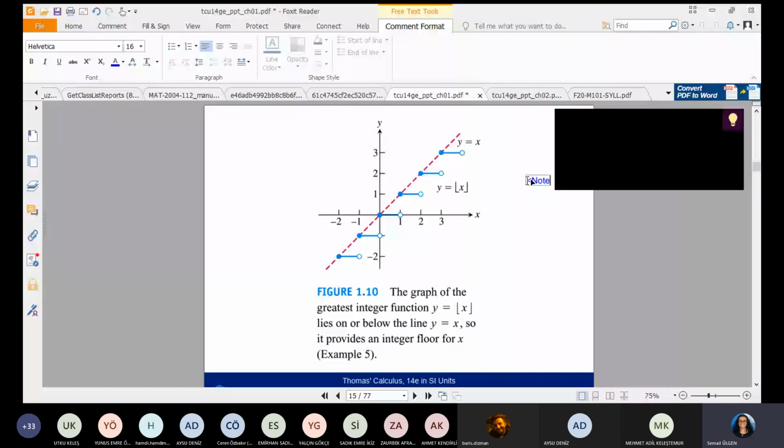This is called a step function as well. Step function. This is like steps, right? Look at the steps: 1, 2, 3, 4, 5. What is the rule for the step function? We should always remember the rule.